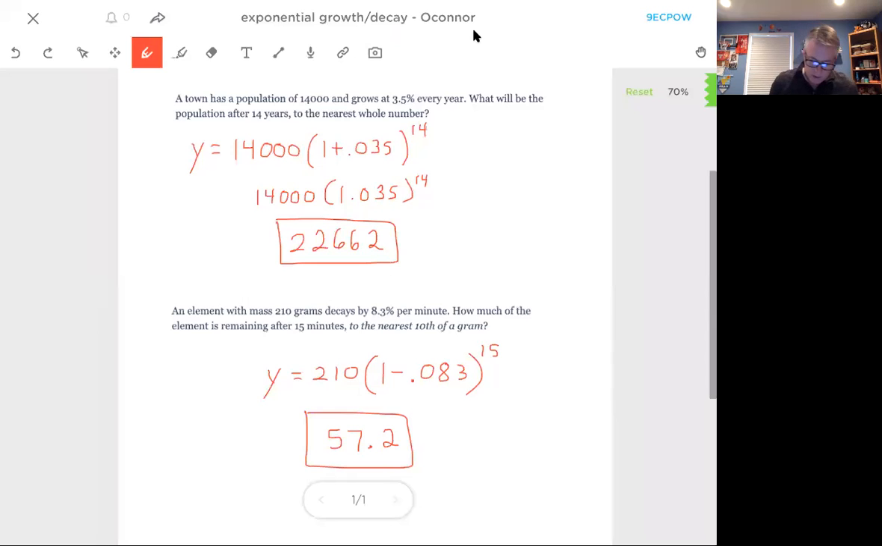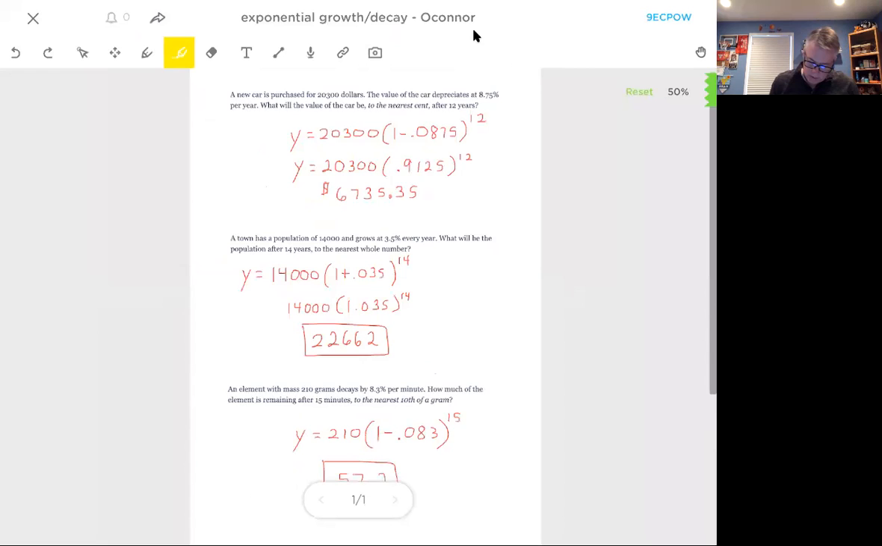So again, you can notice from the rates that this one was decreasing because that number was less than 1. And this one was increasing because that number was greater than 1. So this is growing and this one is decaying.